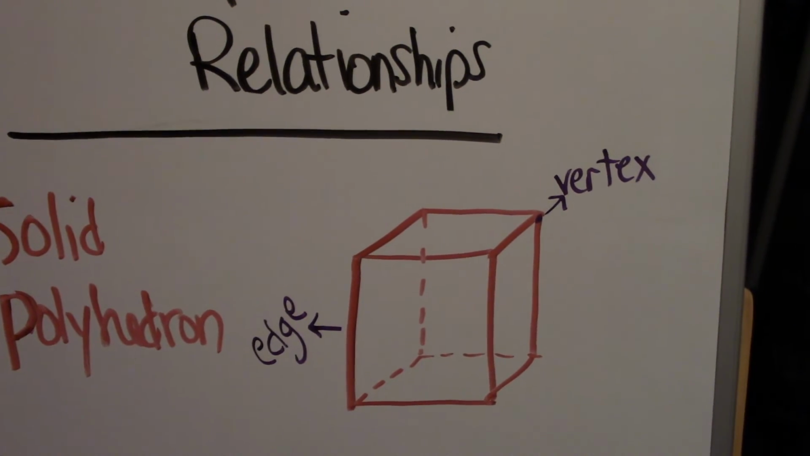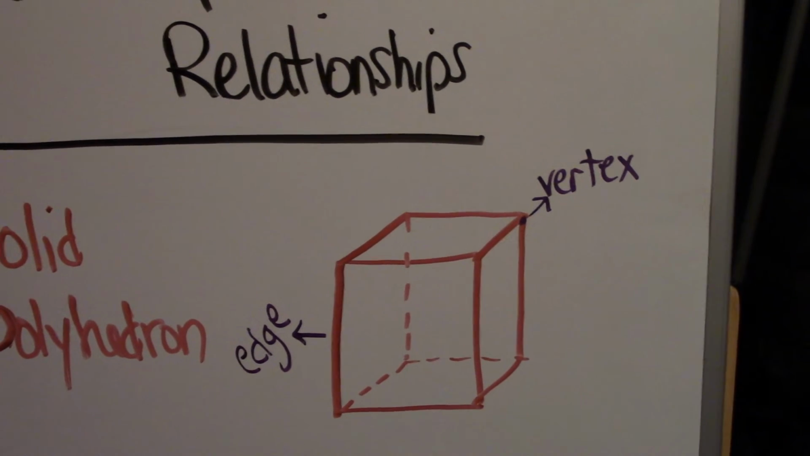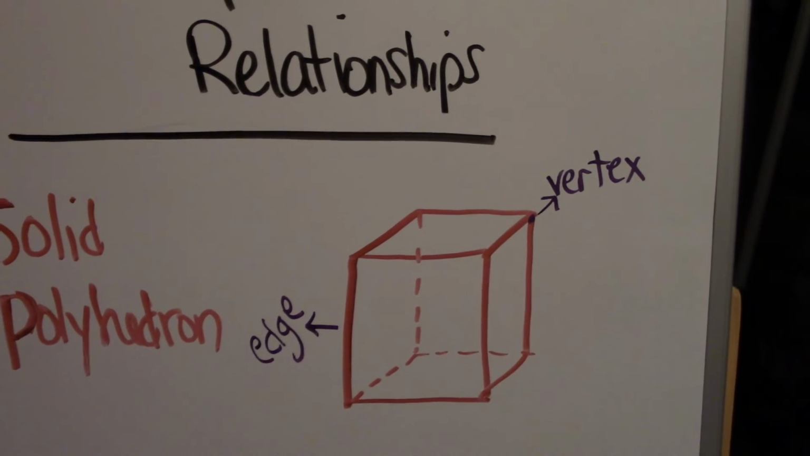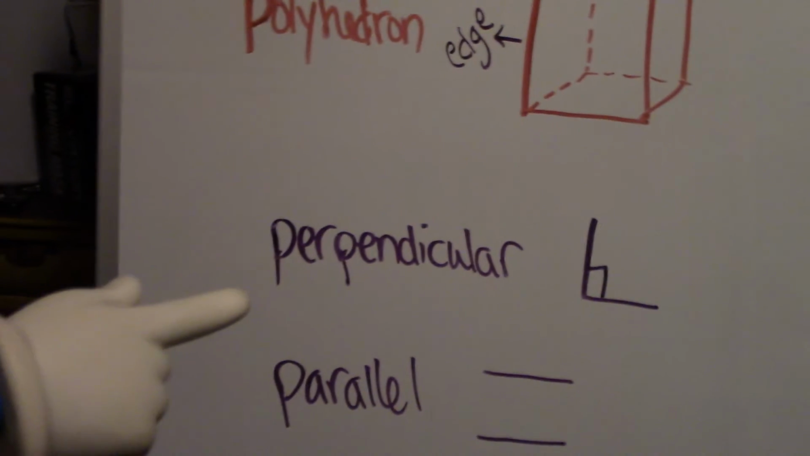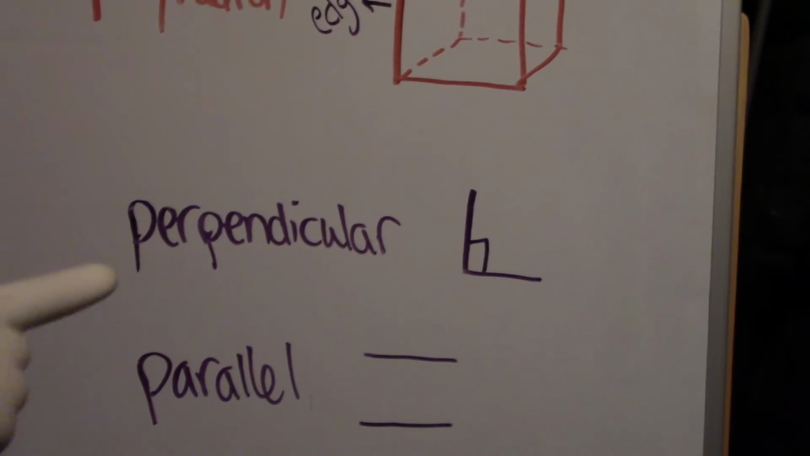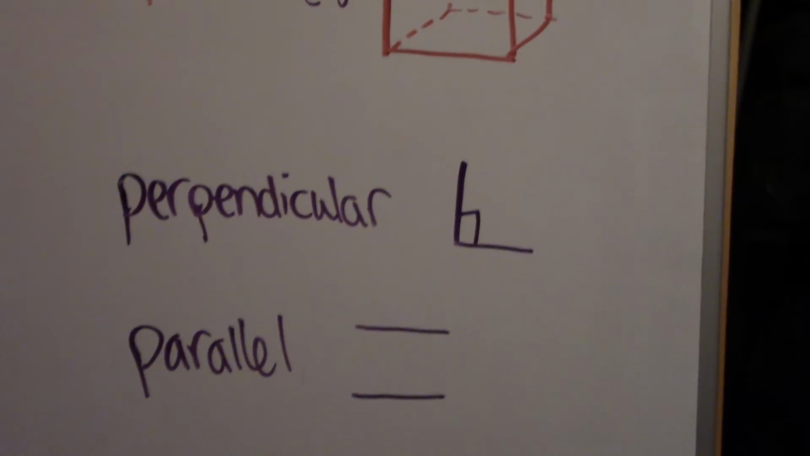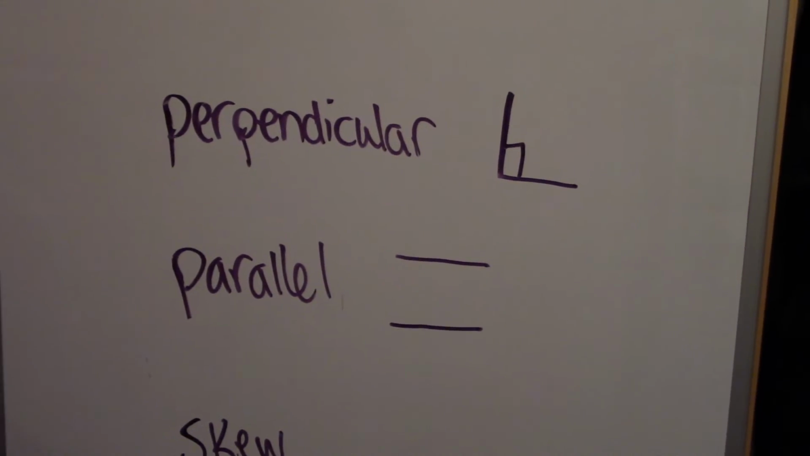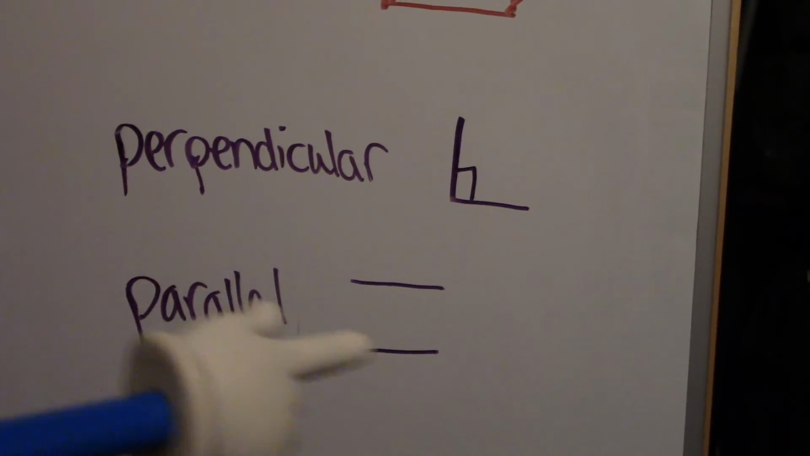So as you look at a figure, you might need to be able to identify edges that are parallel, faces that are parallel, edges or faces that are perpendicular. Just remember, perpendicular, whether they're lines or if we're looking at the faces there, they join to form right angles. Parallel edges or faces will not cross each other. They're in the same plane.